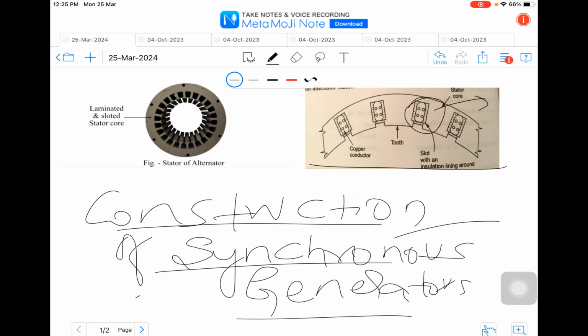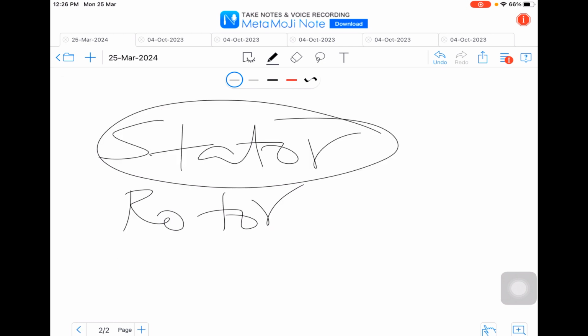The stator is the stationary part of the alternator, which is kept constant and will not be rotated. Now you can see here the copper conductors, the tooth of the machine, and the various slots with an insulated lining winding and the overall stator core. So this is the actual stator of the alternator, wherein the laminated stator cores have been placed.